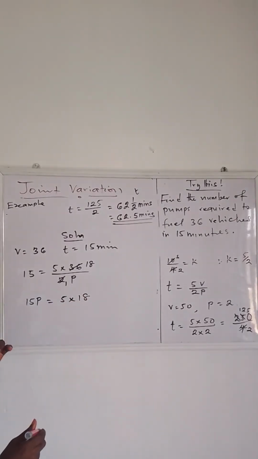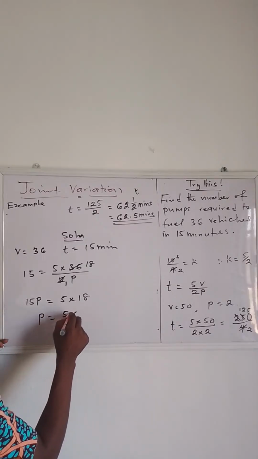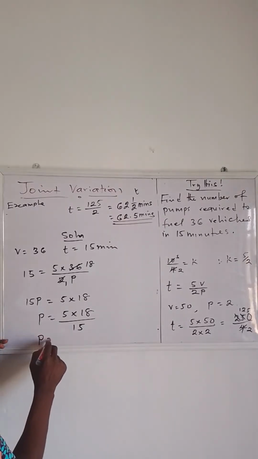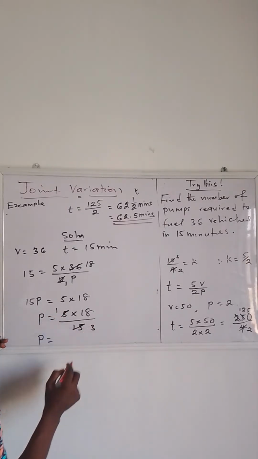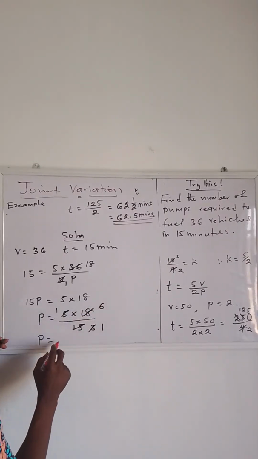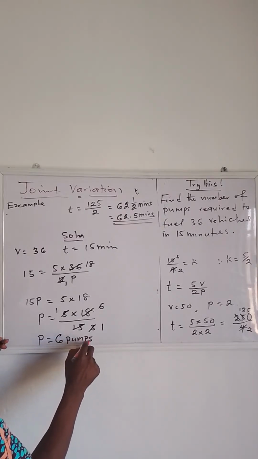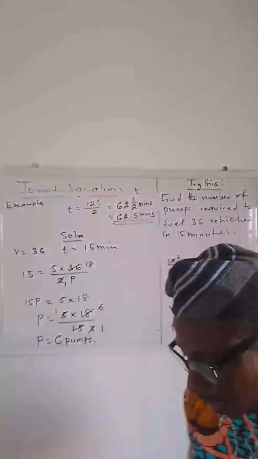Here you can divide both sides by 15. So you have P equals 5 times 18 over 15. Okay, so 5 goes into 5 once, 5 goes into 15 is 3. Now 3 goes into 3 once, 3 goes into 18 is 6. So therefore, P equals 6 pumps. So that's very good. So that means we all got the answer.